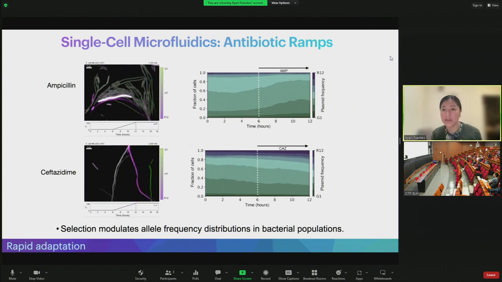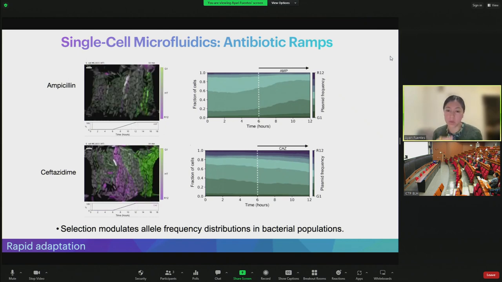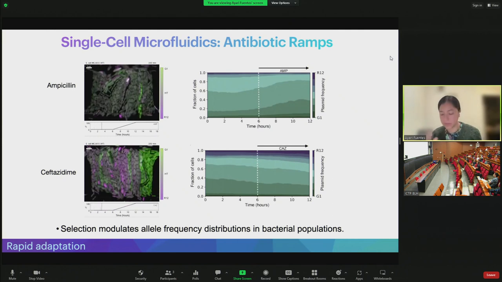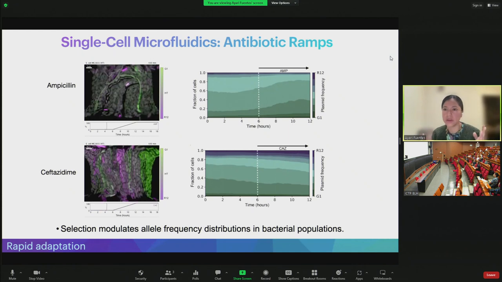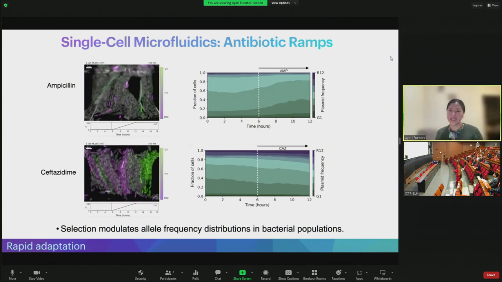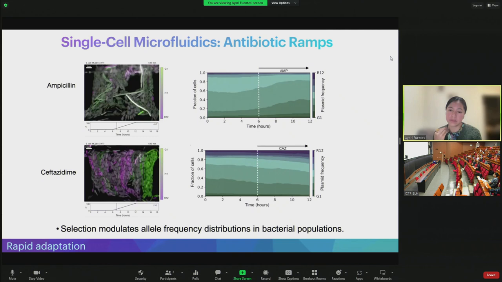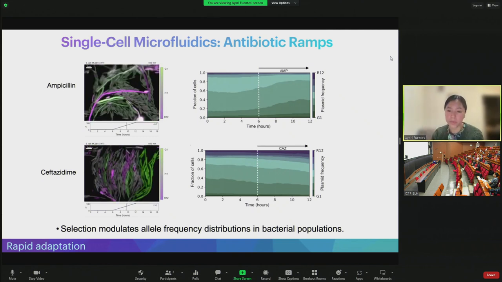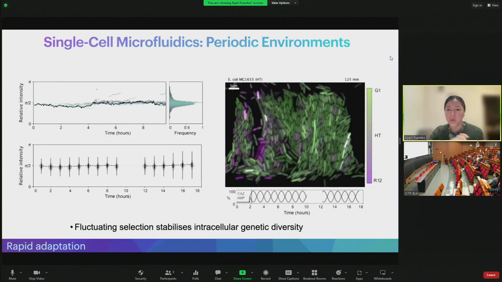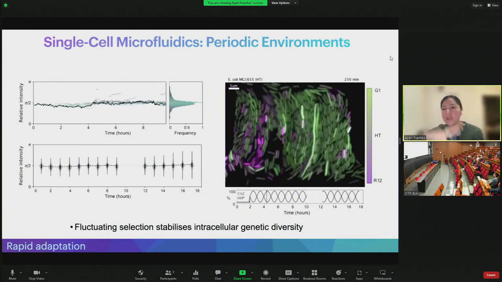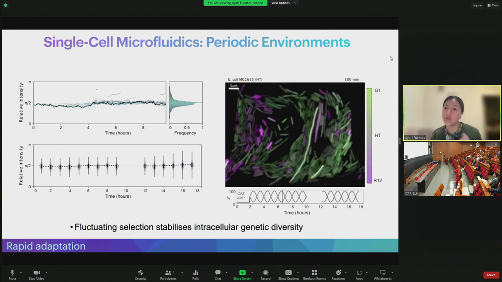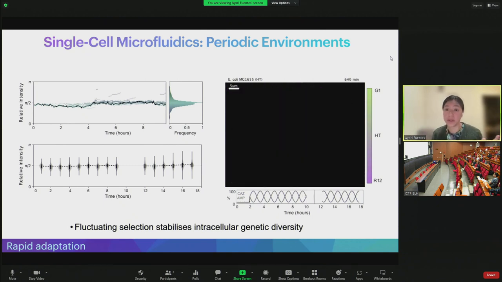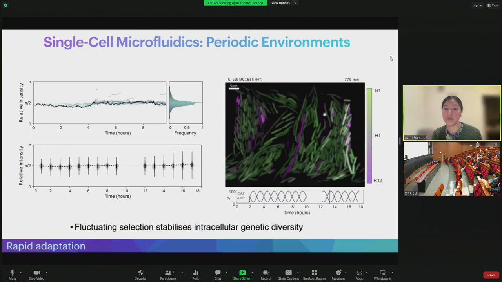But why is this optimal, or why do we see this in the population? Heterozygous cells have fewer resistance genes of one kind. So what we realized is that if we have a fluctuating environment between the two antibiotics, ceftazidime and ampicillin, this is optimal, and we can actually save the population.